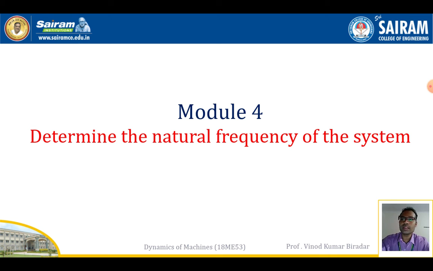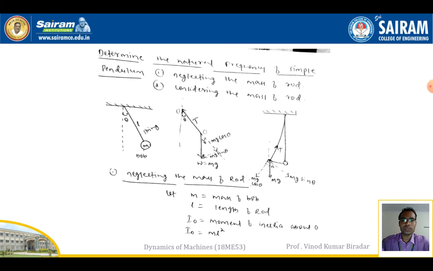These three methods we are going to use to find the natural frequency of a particular system. Why do we need to study the natural frequency? To avoid resonance in the machine element. For that we are going to determine the natural frequency. Omega n is equal to square root of k by m. That you remember.